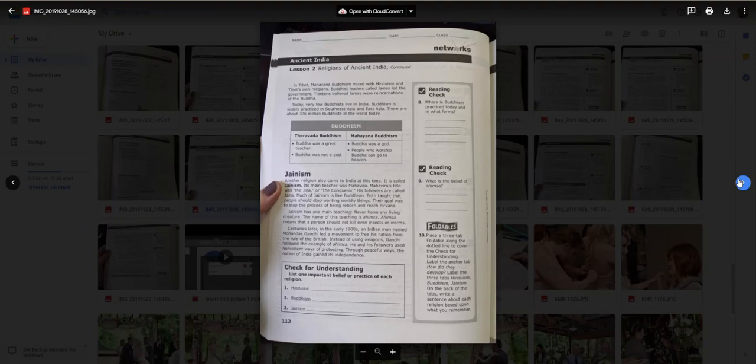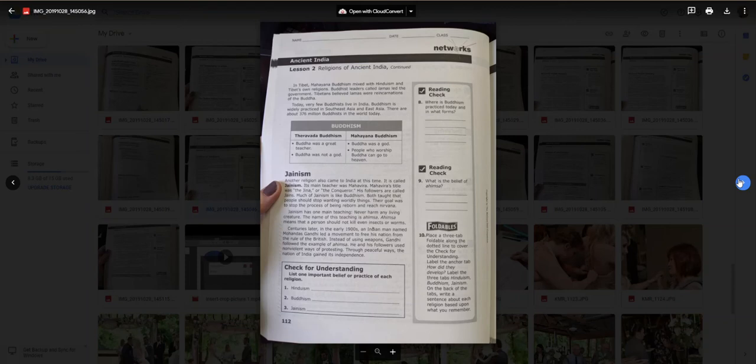There are about 376 million Buddhists in the world today. So there's a graph there that gives you a comparison of the two Buddhism types. Number 8 said, where is Buddhism practiced today and in what forms? Well, you've got the Mahayana, the Theravada, and you've got how many right there in that last paragraph I read.